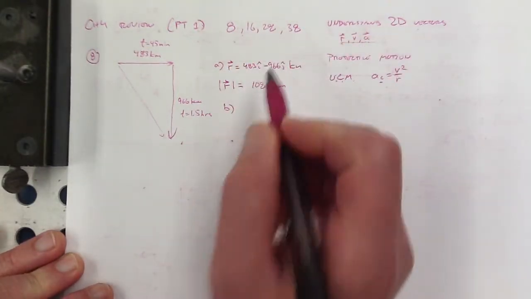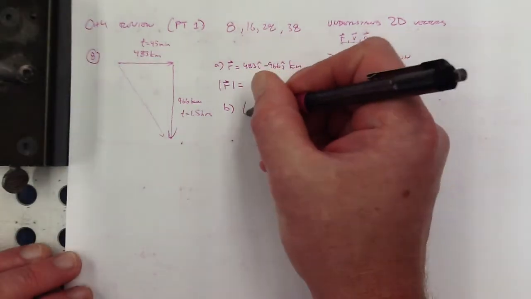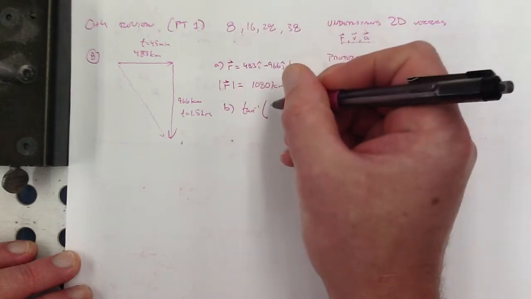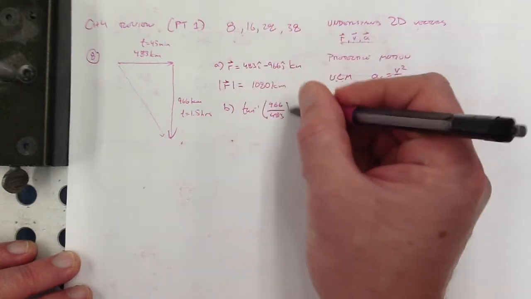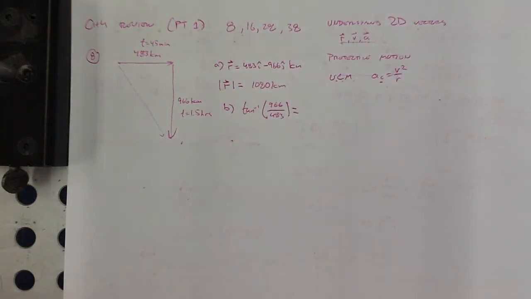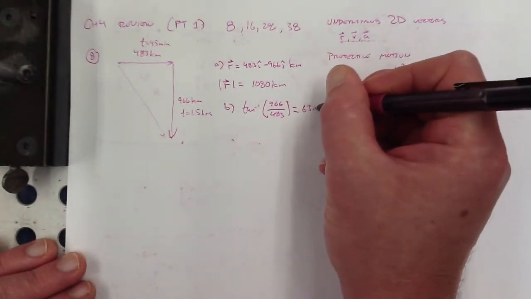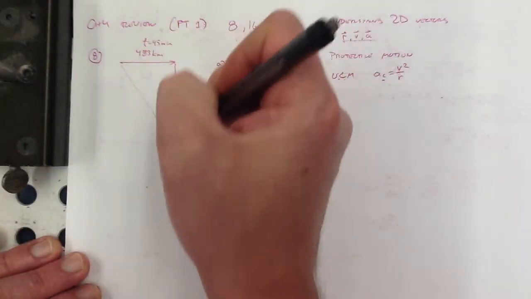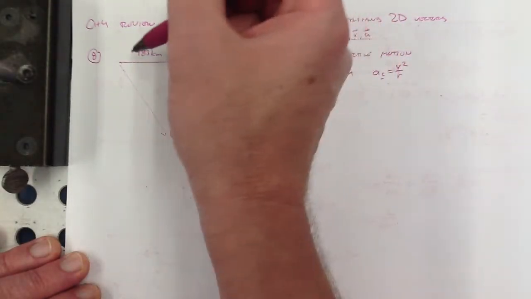They would like to know for part B the direction of that. So to do that, I will tangent inverse 966 over 483. I'm just doing the tangent inverse of rise over run, 966 over 483, always ditching any negative signs for this, and making sure that I am in degree mode. I am. That's about 63.4 degrees, but where? Well, it's talking about the displacement, and this is a north, south, east, west problem, so this is south of east.